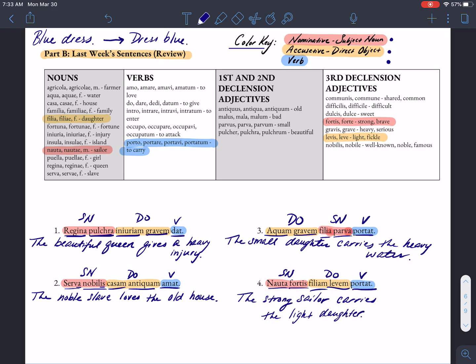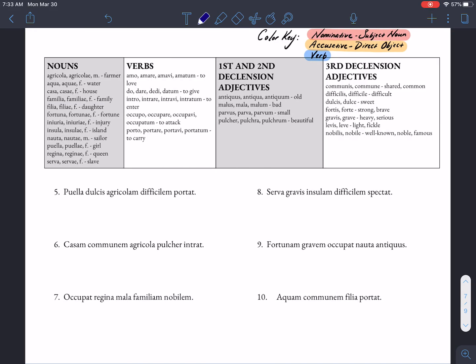Okay, so that's it. That's 1 through 4. All right, and again, we marked up, looked up the vocab we needed, and then we translated. Okay, moving on. For numbers 5 through 10, I'm going to go a little quicker without really talking too much. I will still kind of narrate you through the process, though. All right, so puella dulcis agricolam difficilem portat.